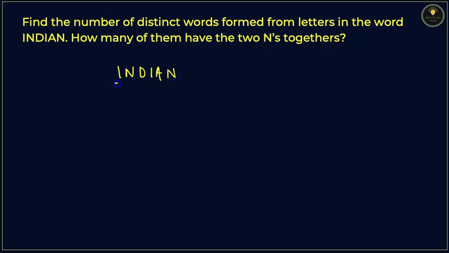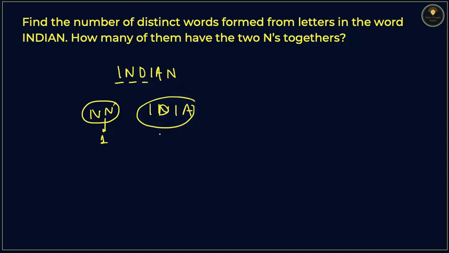There's a word given as INDIAN, in which we have to find how many arrangements there are in which the two Ns are together. So we will take the two Ns together and treat them as equal to 1. And then we are having I, D, I, A. So these are four distinct letters.